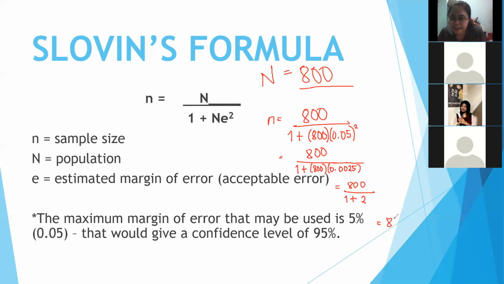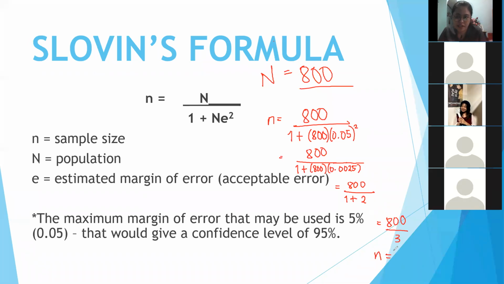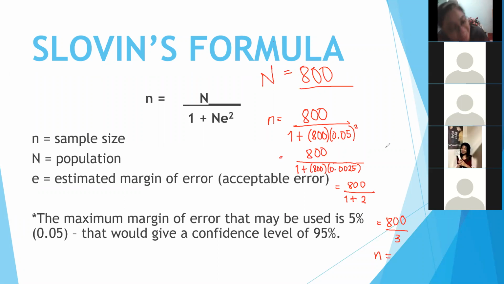Okay, 800 divided by 3. So, the n is 800 divided by 3. 200. 156. Ano ito? 87. 260. 7. Okay. Ano ni siya?